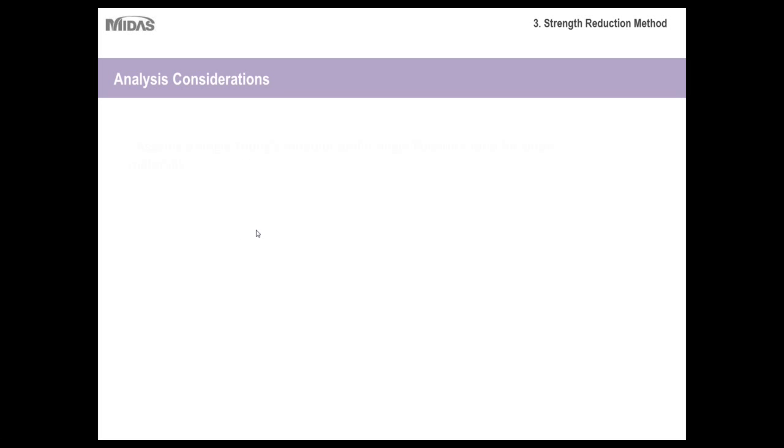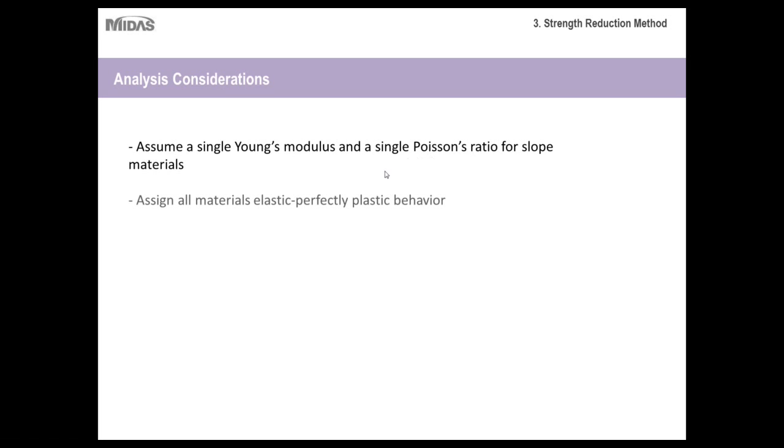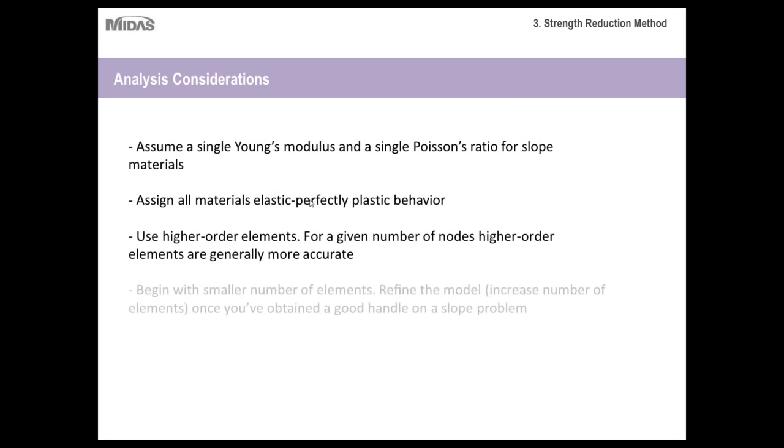Okay, so certain analysis considerations. First, assume a single Young's modulus and a single Poisson's ratio for the slope materials. So for any materials corresponding to the slope itself, it's always a good practice to assume just a single Young's modulus and Poisson's ratio for each, just to keep things simple. Assign all materials elastically, perfectly plastic behavior. So you want to assume that materials will deform. That way you can have a more accurate analysis.